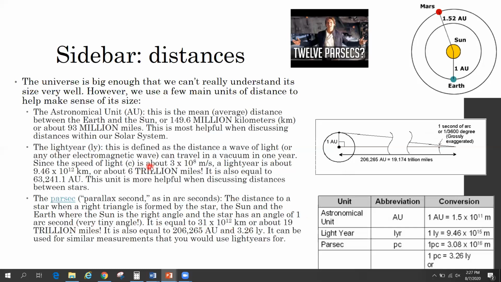So again, a light year was about 6 trillion miles. A parsec is about 19 trillion miles. In AUs, this is 206,265. And again, in light years, a lot more comparable, 1 parsec is about 3.26 light years. And again, the abbreviation, I didn't really put that over here, but you can see in this table that parsecs are abbreviated PC.